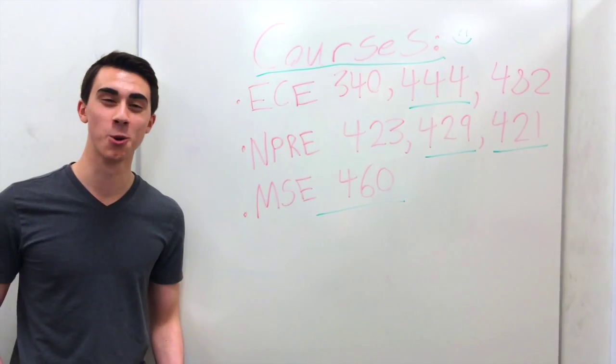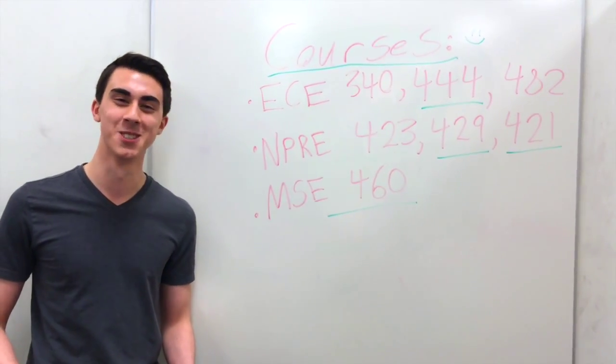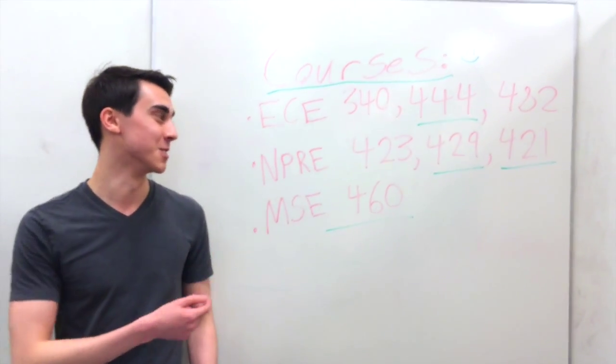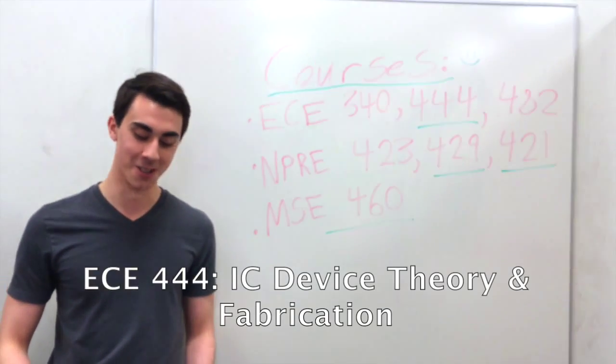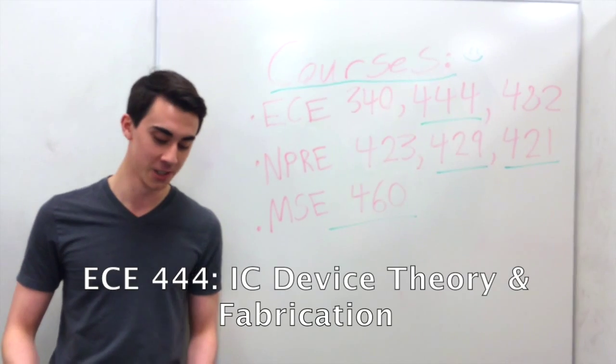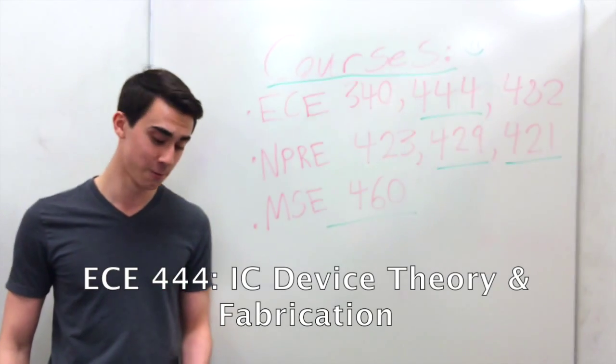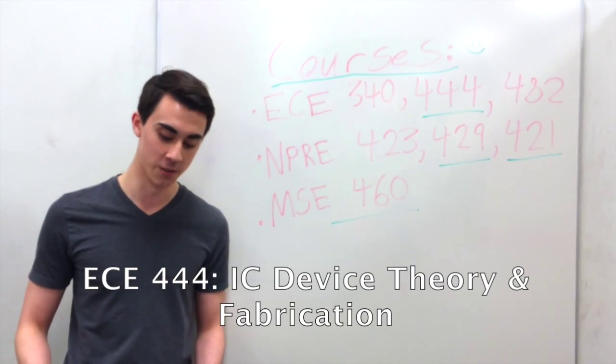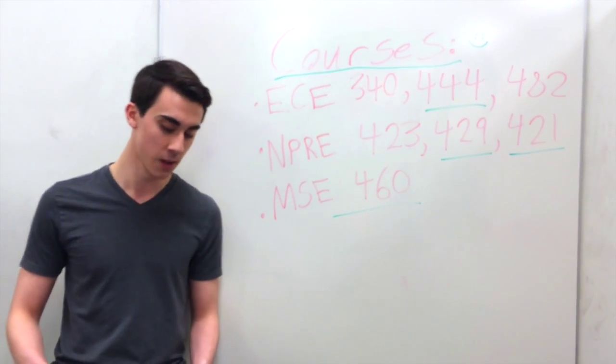Next up, we're going to talk about some courses that are important in plasma use in semiconductor manufacturing. One in particular for ECE is ECE 444. This is called Integrated Circuit Theory and Fabrication. It's a lab course that focuses on design of integrated circuitry and electrical properties of semiconductors and transistors.